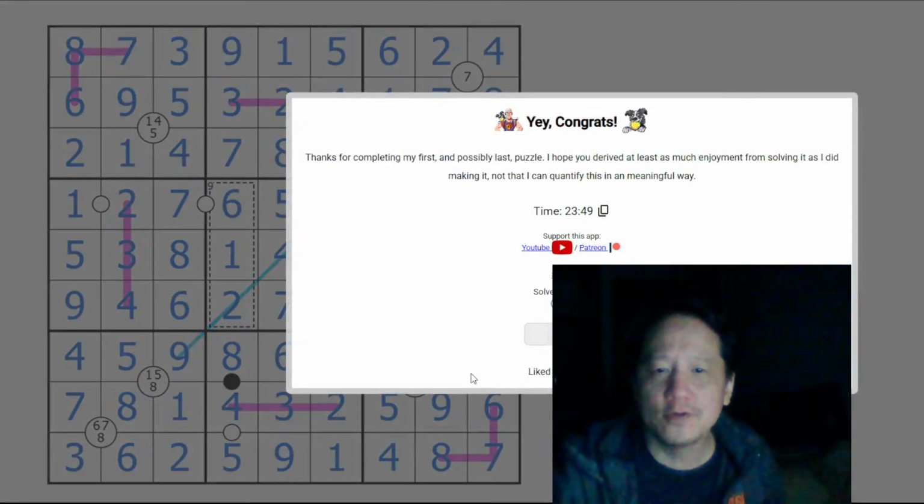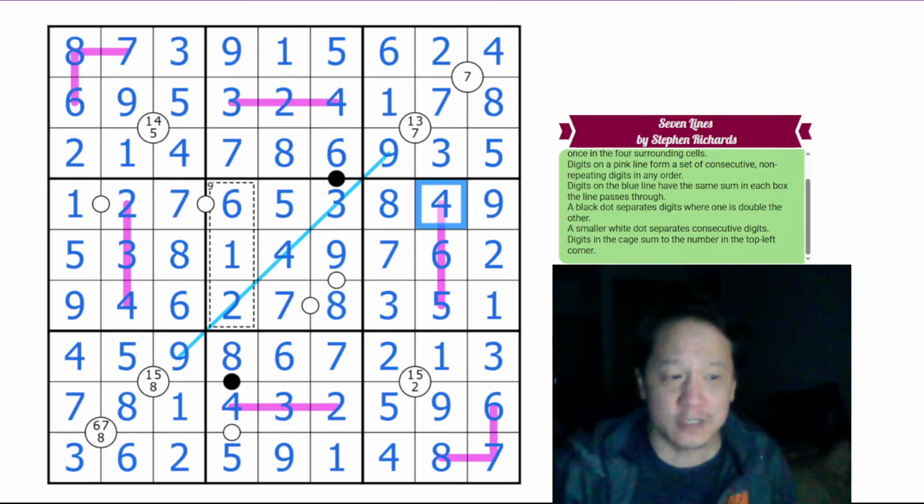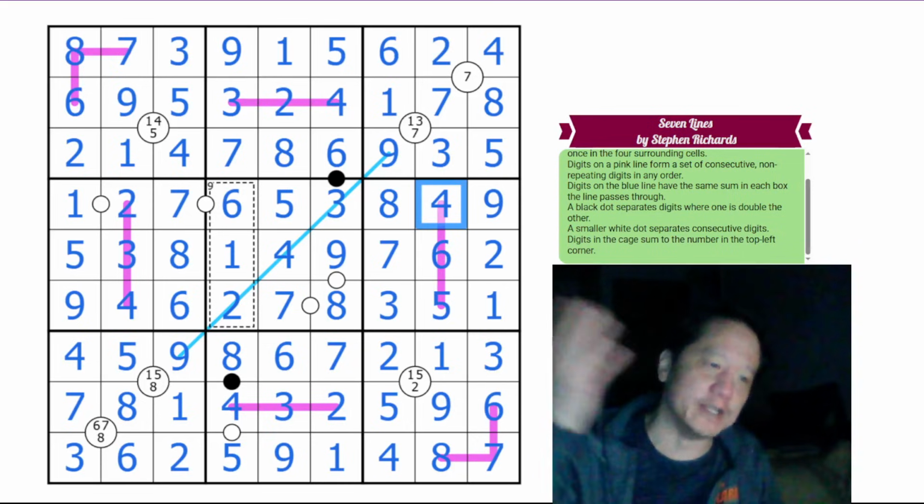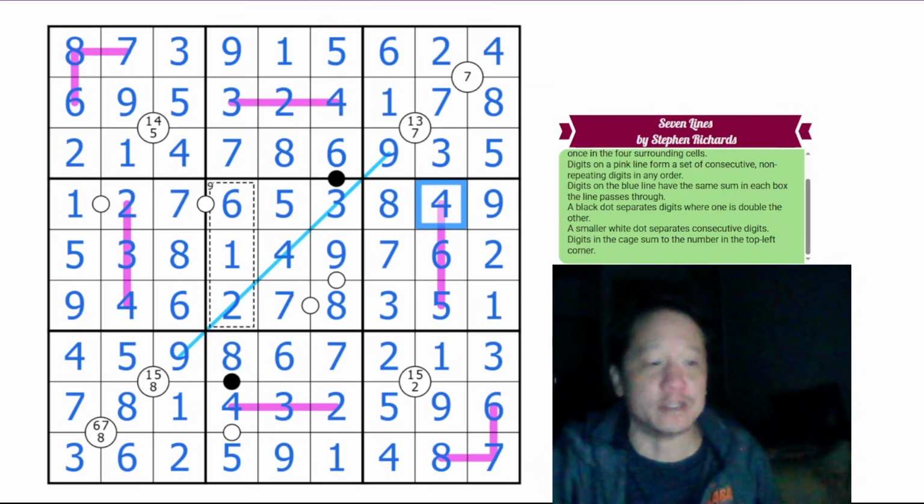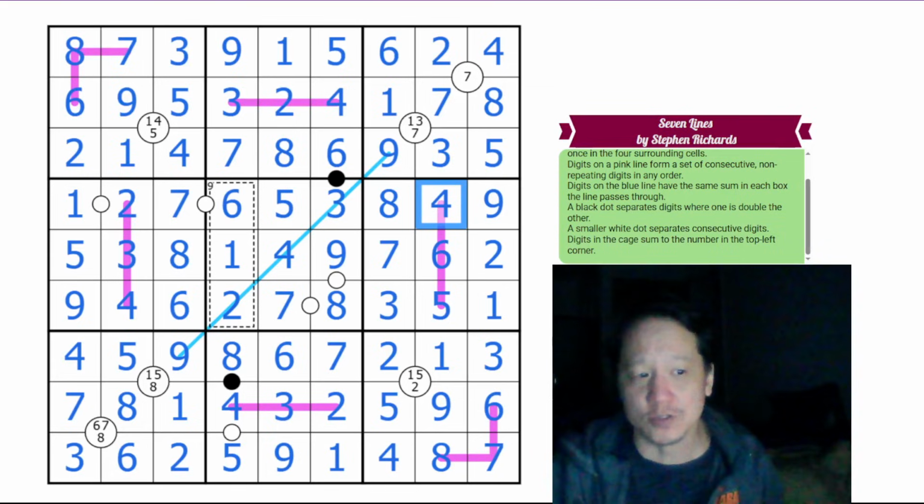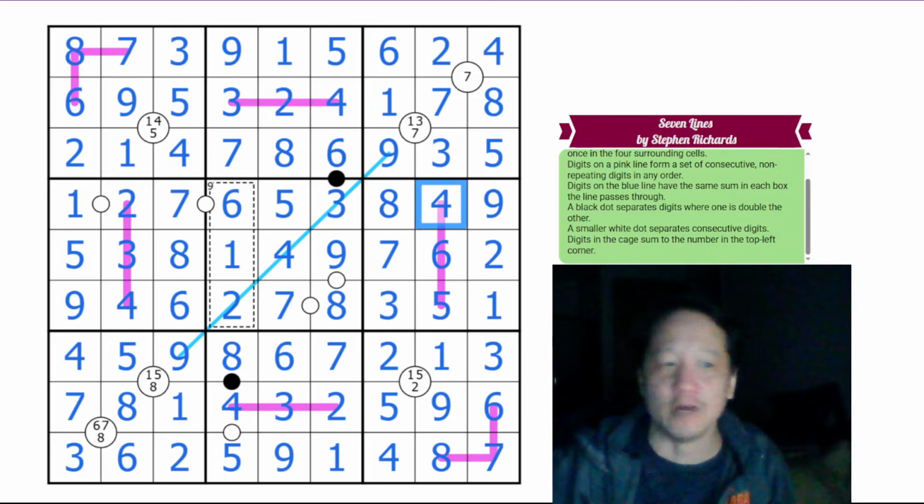Thanks for completing my first and possibly last puzzle. I hope you derived at least as much enjoyment from solving it as I did making it. Not that I can quantify this in a meaningful way. Hopefully it's not your last. It was a very good job. I thought it was really well constructed, especially for your first puzzle. Really well done. And I hope it's not your last one. But if it is, you know, it is what it is. But I did enjoy solving this, so nice job. Nice job at creating this puzzle. It was a lot of fun to solve, and hopefully we can see more puzzles set by you. But you have to do what is enjoyable to you.